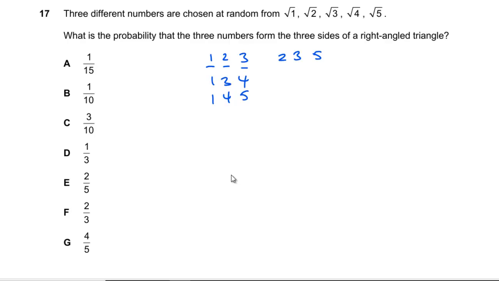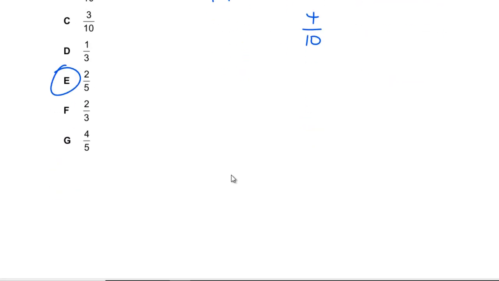So how many ways can we pick these? Well, we're leaving 2 out, essentially. So if we're leaving 2 out, we're going to have 4 plus 3 plus 2 plus 1 ways of doing that. So we're going to have 10, 4 over 10, 2 over 5, E. Okay, 17.